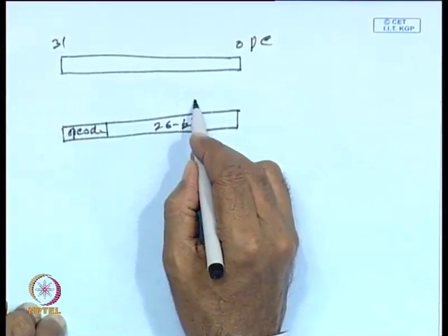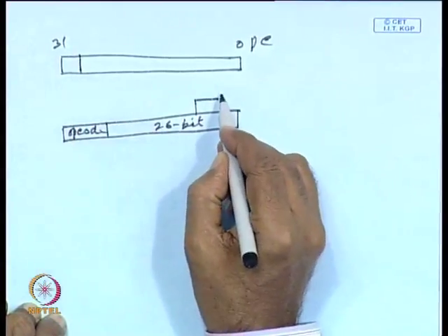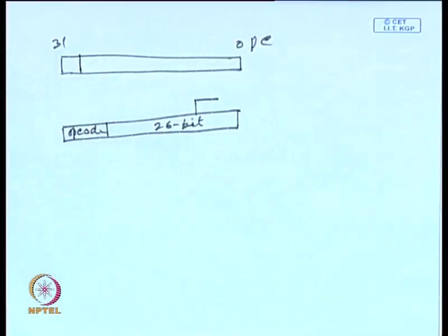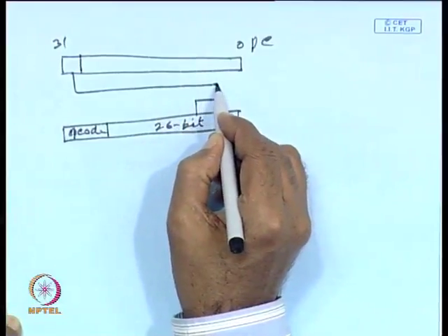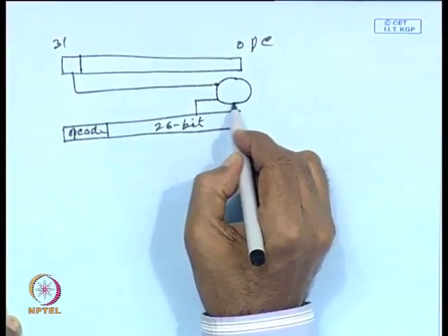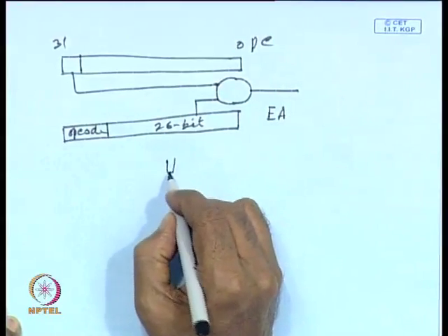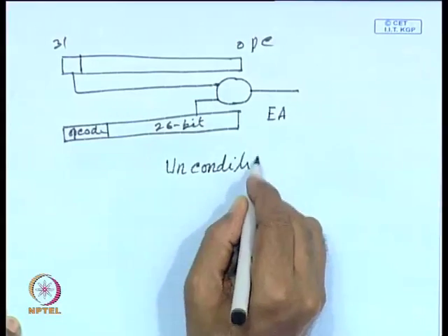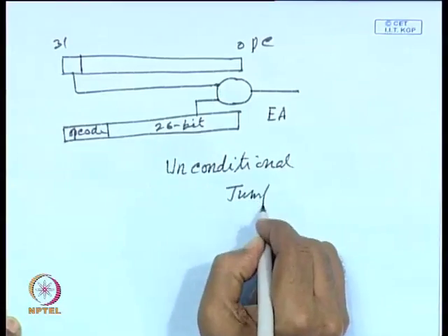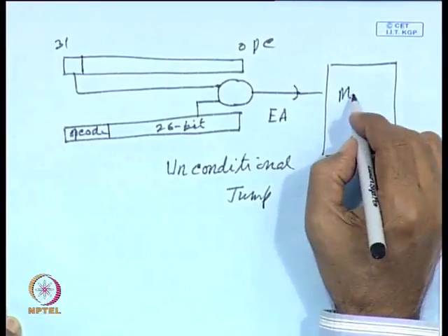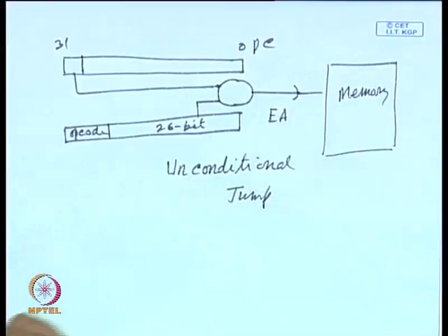So what is done, this value and these 4 bits. Here you have got 26 bits and you require 4 bits from here. So the 26 bit immediate field and 4 bits of the PC plus 4 are concatenated. These two are concatenated, not added, to generate the effective address in case of your unconditional jump. This is the address that will go to the instruction memory.